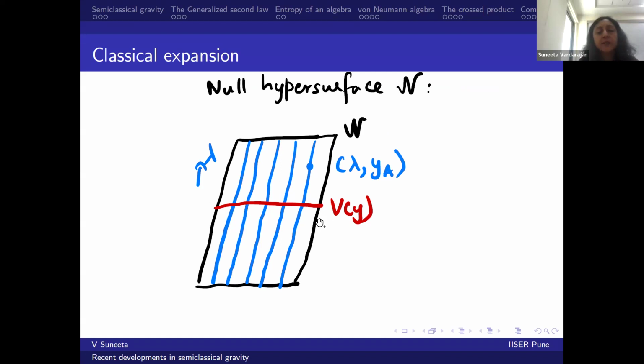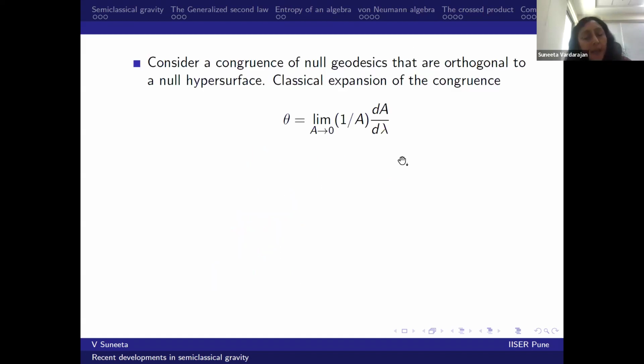Now, you have cross-sections like the cross-section v of y, which I have drawn here. The cross-sectional area is A. And this expansion measures how the cross-sectional area is changing as I move along the congruence. So, if this theta is positive, that means the cross-sectional area is increasing. If theta is negative, that means the cross-sectional area is decreasing. This is a classical quantity.